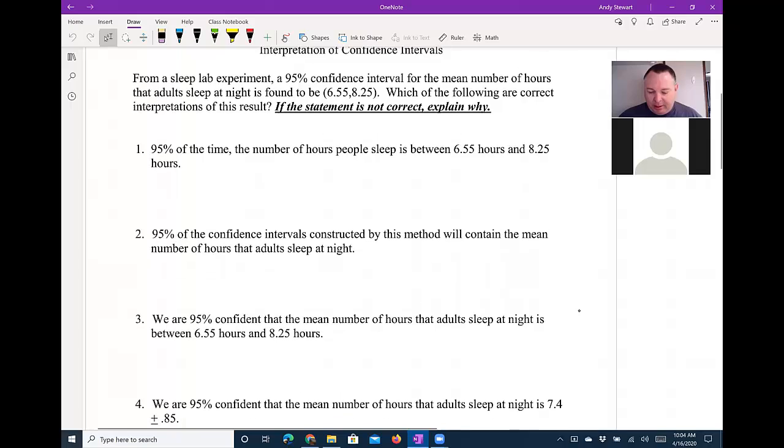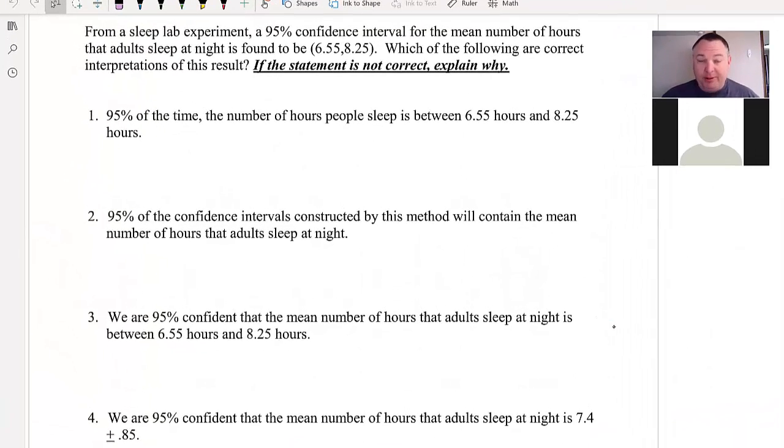These are all examples of trying to interpret confidence, but a lot of these are wrong for very subtle reasons sometimes. So the first one: 95% of the time, the number of hours people sleep is between 6.55 hours and 8.25 hours. This is actually wrong.